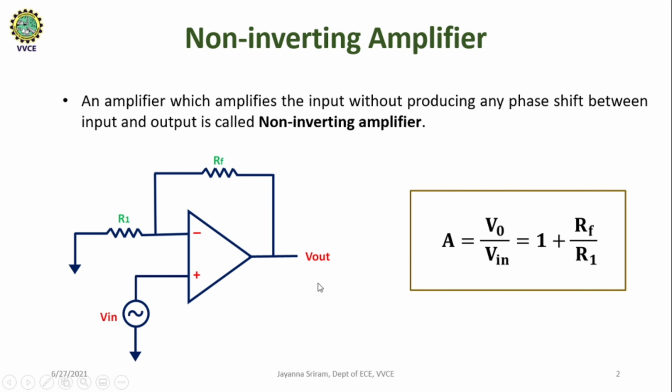And we know that the gain of the non-inverting amplifier is given by A equals V0 divided by Vin, which equals 1 plus Rf divided by R1. Now let us solve a few problems related to this equation.